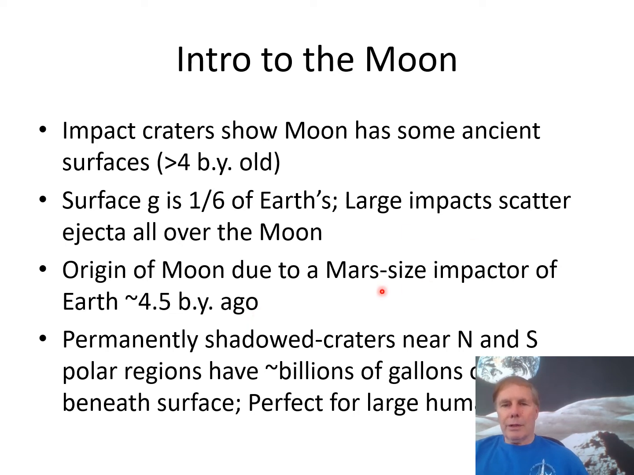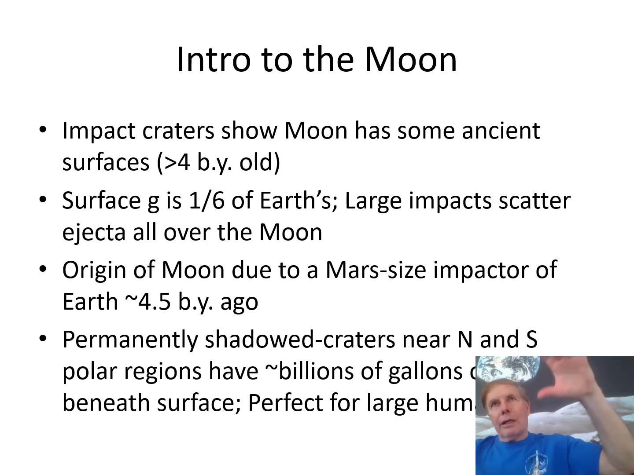The origin of the moon happened around 4.5 billion years ago, just after the Earth originated. This is due to a Mars-sized impactor of the Earth. What happened was it knocked off an enormous amount of Earth's mantle into space, fragmented it, and some of that material escaped from the planet, some of it fell back to the Earth, and the rest of it actually stayed in orbit and coalesced into the moon. That's the favorite theory of today.